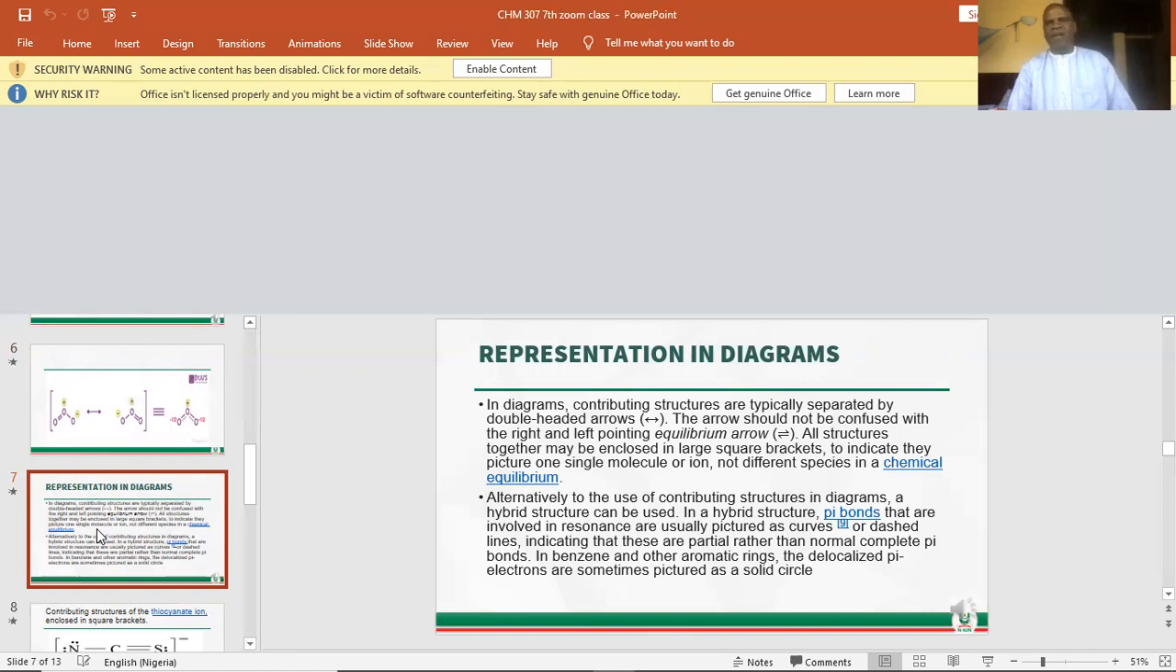In benzene and other aromatic rings, the delocalized pi electrons are sometimes pictured as a solid circle. So in other words, in such a structure, you remove the double bonds in between the alternate carbon atoms and use a circle inside the ring. That tells you that there's no specific location in which actually the electrons are found. They are delocalized. In other words, it's as if they revolve around all the carbon atoms that are present in the molecule.